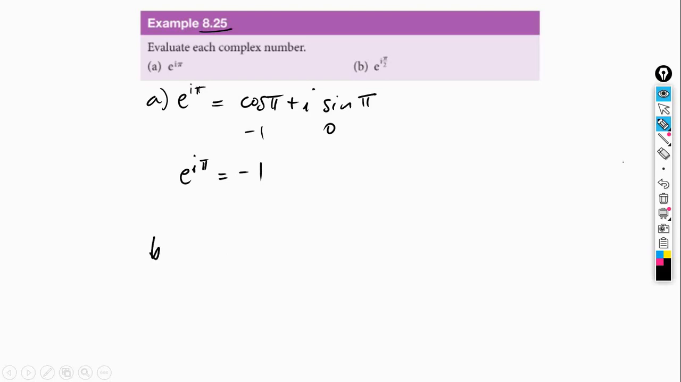And then for b, we have e to the power of i pi halves, and this is simply going to be cosine of pi halves plus i sine of pi halves. But cosine of pi halves is 0 and sine of pi halves is 1, so this just equals i.